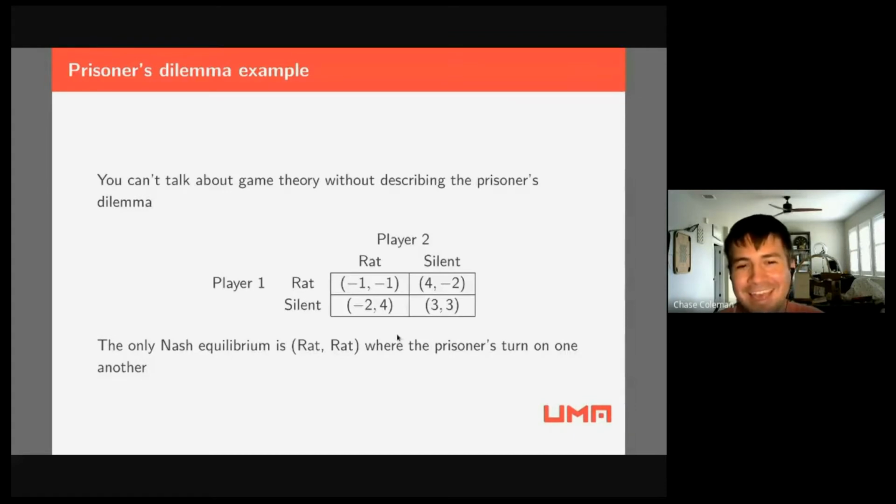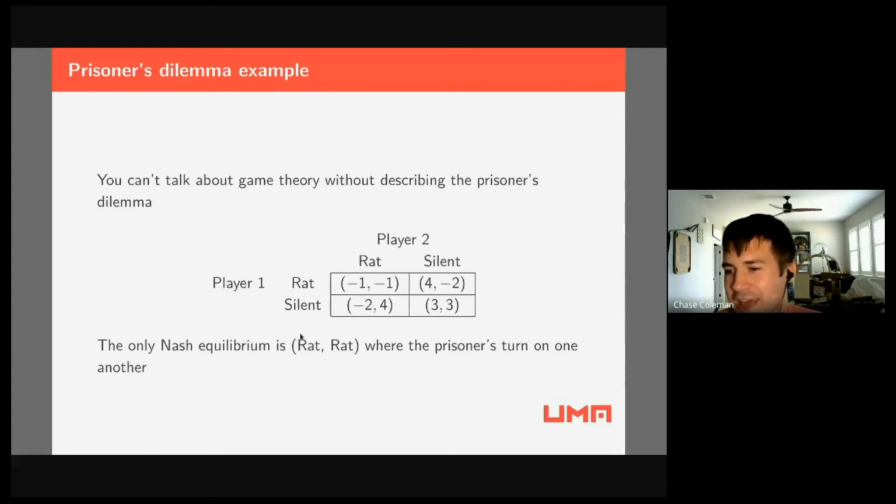Okay, and I think you basically can't talk about the ideas in game theory without describing the prisoner's dilemma. So the prisoner's dilemma is a particular game, and the game goes like this. There's two players. These two players have just committed a crime together, and they were apprehended by the police. The police take these two individuals to separate rooms, and the individuals each can take one of two actions.